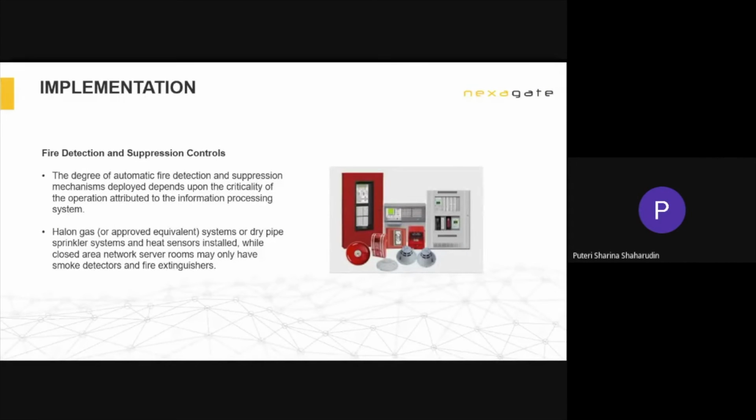Measures must be taken to minimize the risks and effects of a fire occurring within the information processing areas. Data centers may have helium gas or approved equivalent systems or dry pipe sprinkler systems and heat sensors installed. While closed area network server rooms may only have smoke detectors and fire extinguishers, fire detection and suppression mechanisms must be utilized in the information processing areas. Where possible, detection devices should notify appropriate personnel.